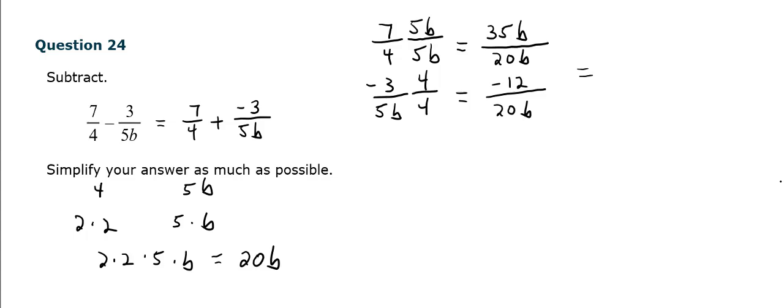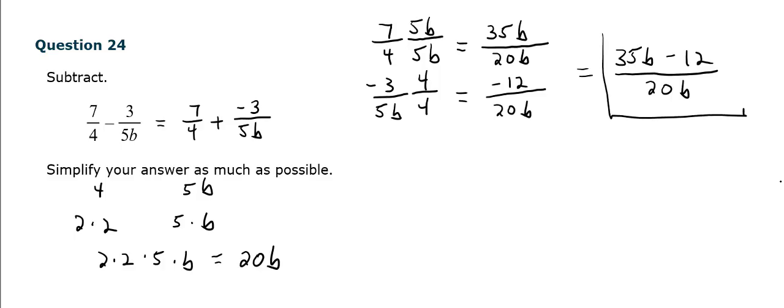Now I'm going to combine these. So there's nothing alike, so I'm just going to combine them and express them as two separate terms. 35b minus 12, and remember your denominator stays the same. Now, nothing goes into 35, 12, and 20, so that's my final answer. Remember, in order to reduce, something has to divide into all the terms, not just 2 of the 3, but all of them.